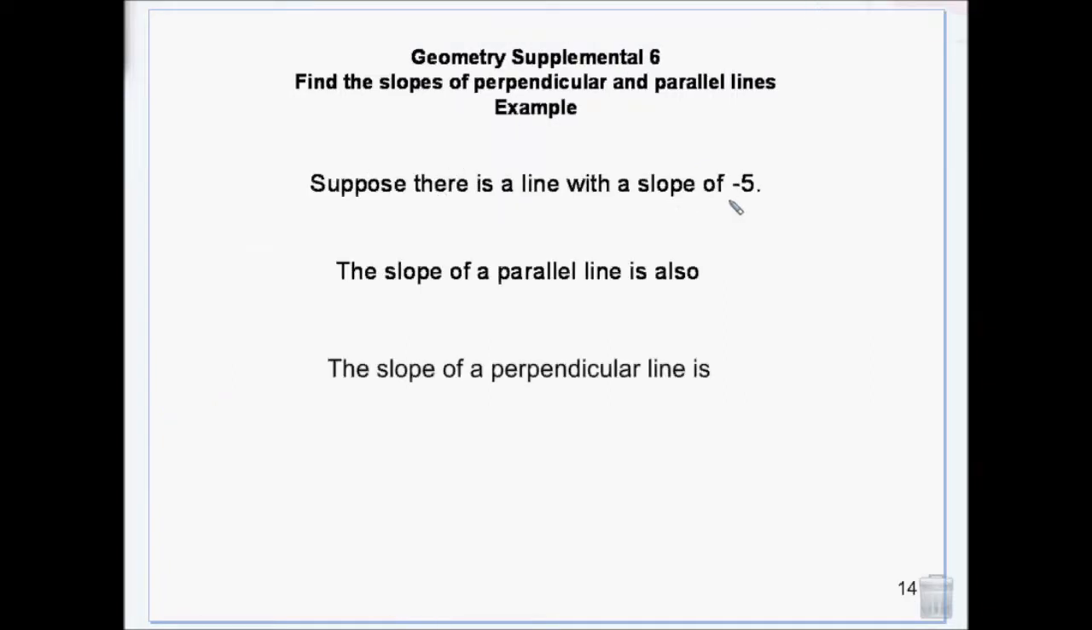If I have a line with a slope of -5, the slope of the parallel line is also going to be -5. It'll be the same. And the slope of the perpendicular line, well, the reciprocal of 5 is 1/5. And since we want it to be the opposite sign, it's going to be positive 1/5.